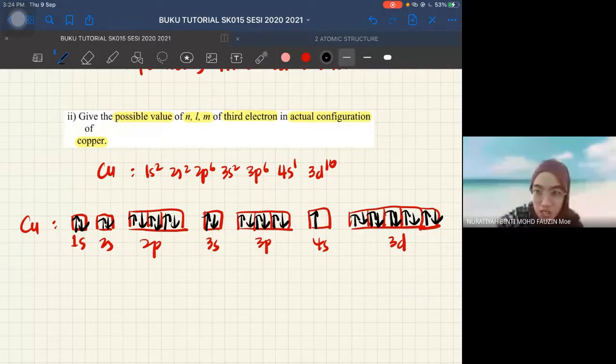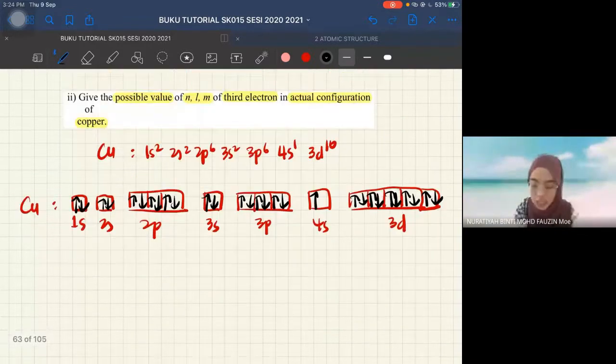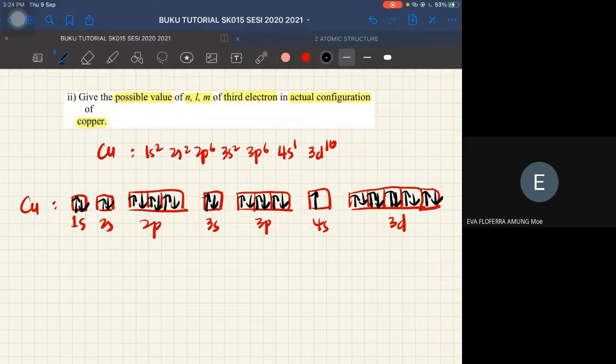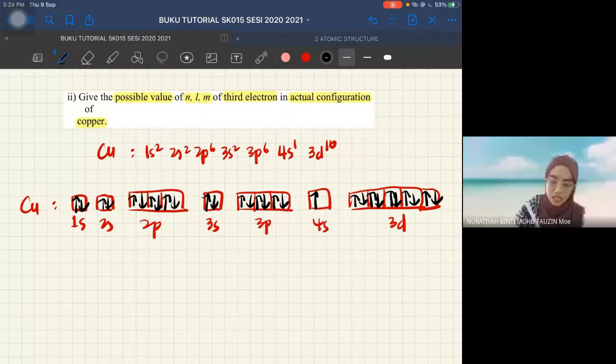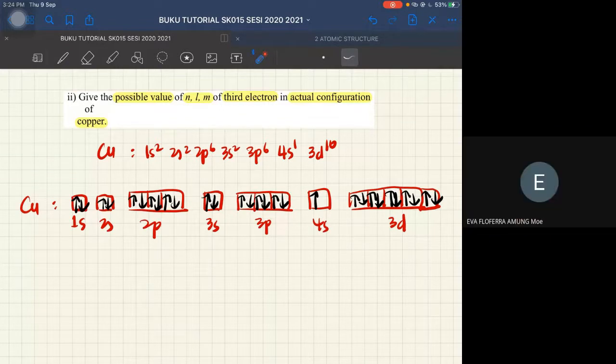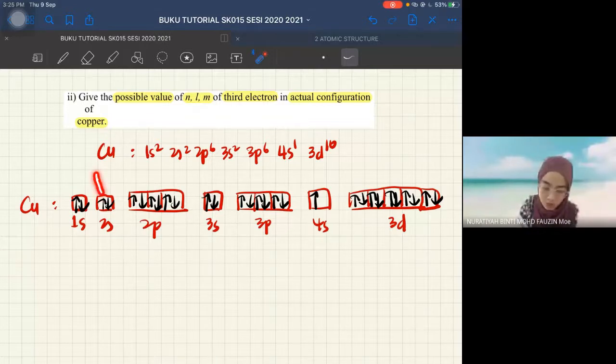So, give the possible value of n, l, m of the third electron in the actual configuration of copper. So, 0, 0. Okay, so it will be the third electron in copper. Maksudnya, which electron is that? The first electron in the 2s orbital. So it's the first electron in 2s orbital.